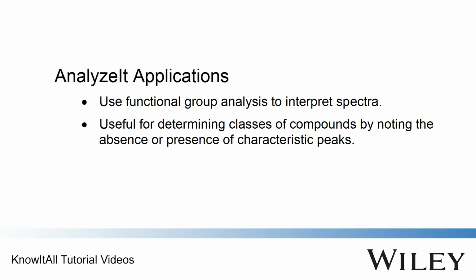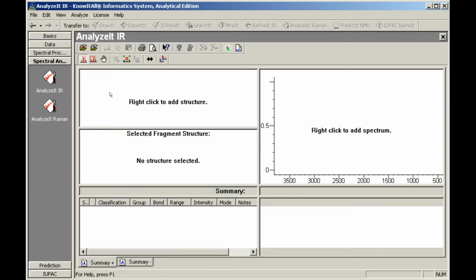The AnalyzeIt applications not only show you possible functional groups for a selected peak, they also display any additional bands that would be expected for each group. We begin by opening a spectrum in the AnalyzeIt application.